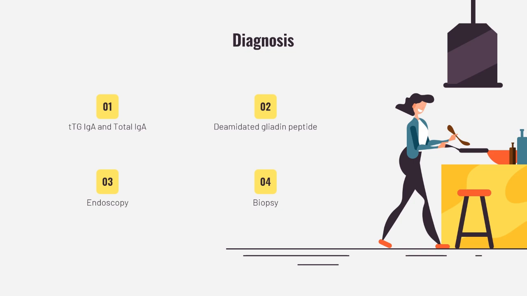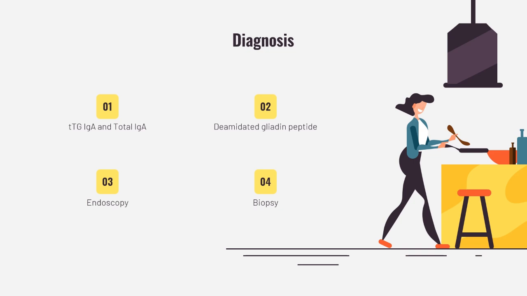So first of all, what tests do we order? The first one is the IgA tissue transglutaminase antibody. It is the most crucial one in the serology part, and it is a highly specific test. Another one is the total IgA, if indicated, because of the high prevalence of IgA deficiency in patients with celiac disease.